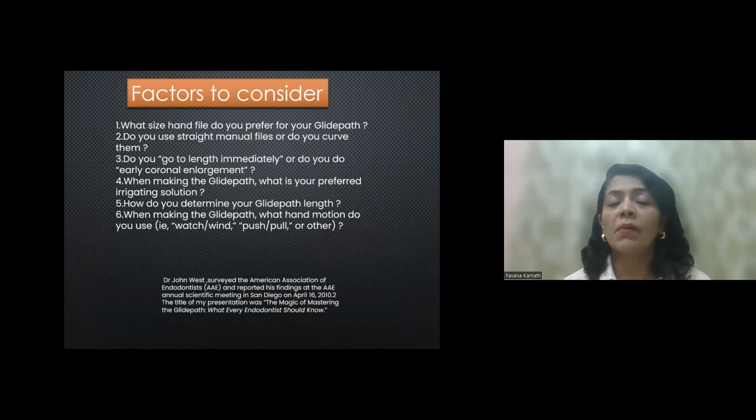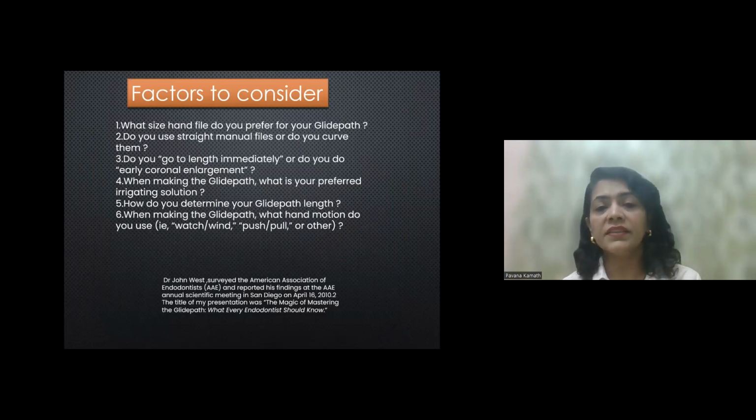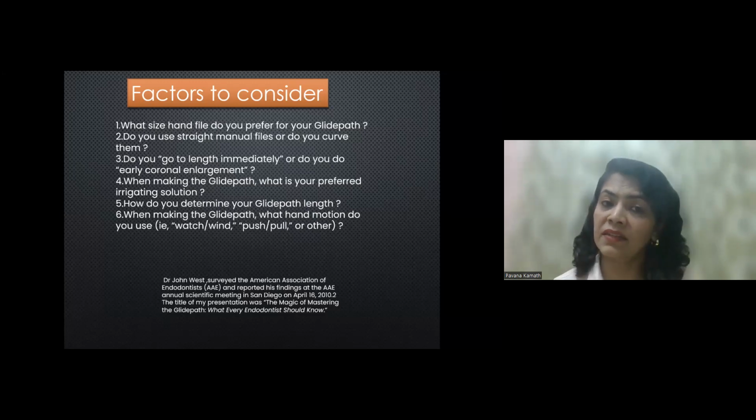And the above were the questions which he had presented to them. During the session, in fact, every dentist considers these factors every single time he establishes a glide path in any case which he initiates for root canal therapy. And they are: what is the size of hand file that you would prefer for glide path? Would you use straight manual files or would you curve them?